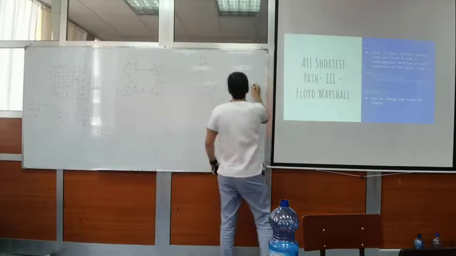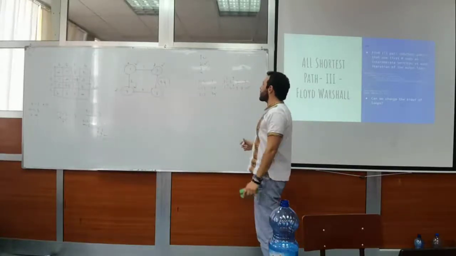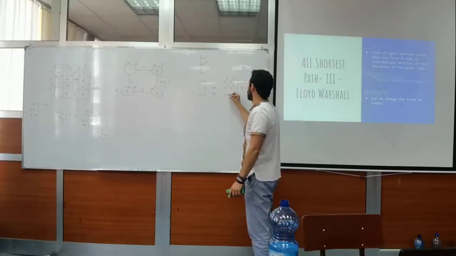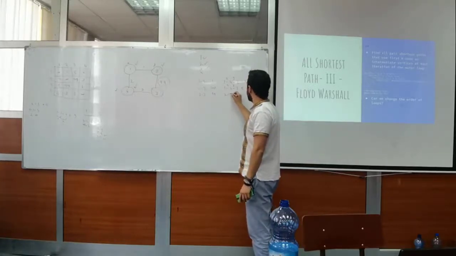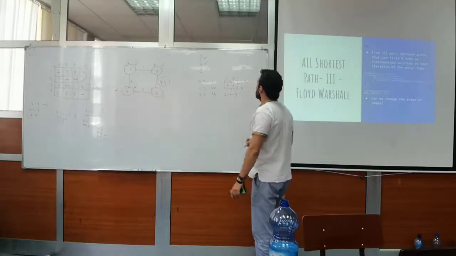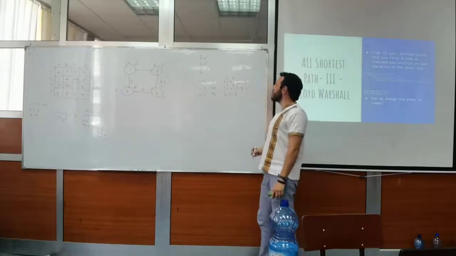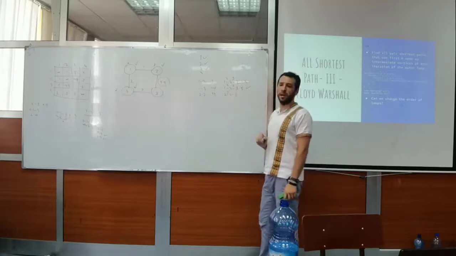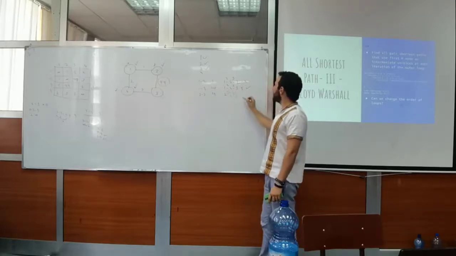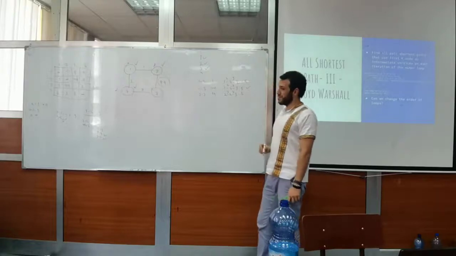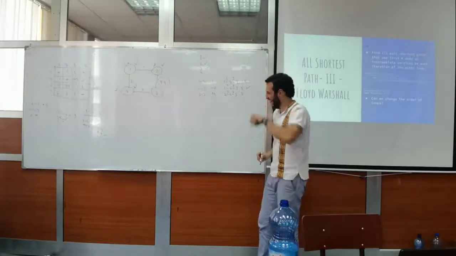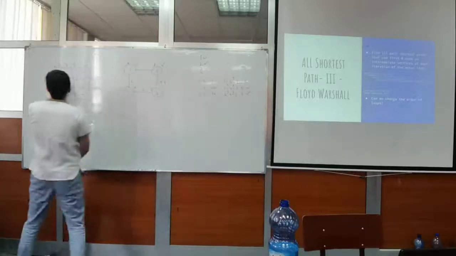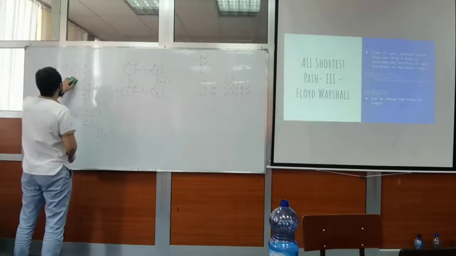So we get an update from this one, and finally, we are considering using 4 as an intermediate node for 2-3's best distance so far. 2-4-3. What is the distance between 2 and 4? 3. What is the distance between 4 and 3? 3. 3 plus 3 is 6. 6 is less than 99, therefore I do the update in my table. These guys become 6-6.